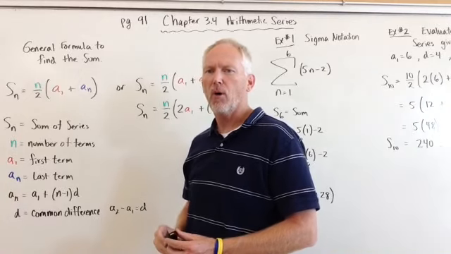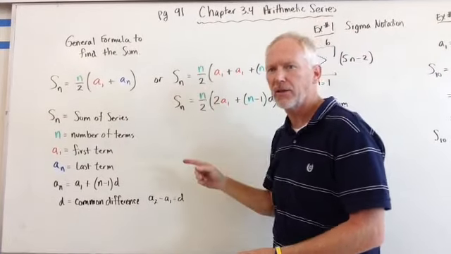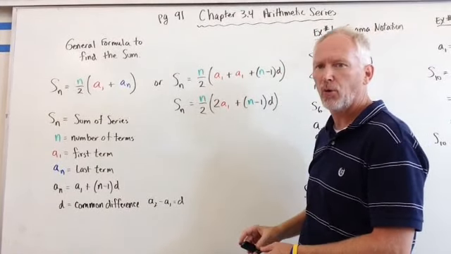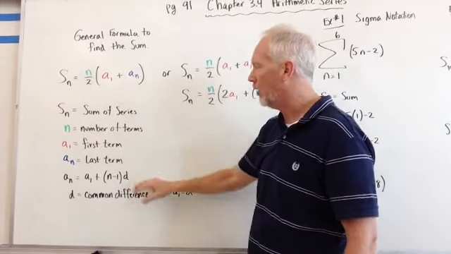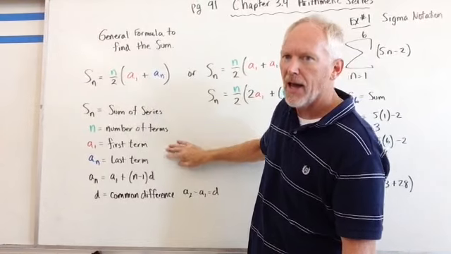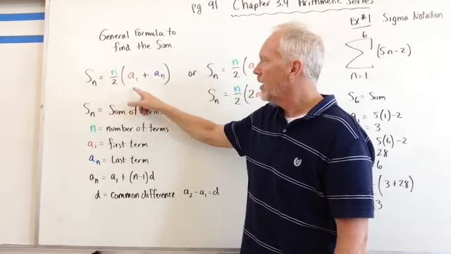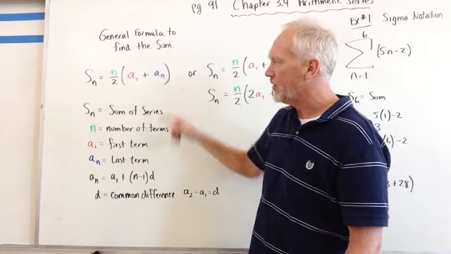All right, here we are, a quick video on Chapter 3.4, Arithmetic Series. I want to briefly walk you through a general formula to find an arithmetic series. Here we go. It is S sub n is equal to n over 2 times the quantity a sub 1 plus a sub n.